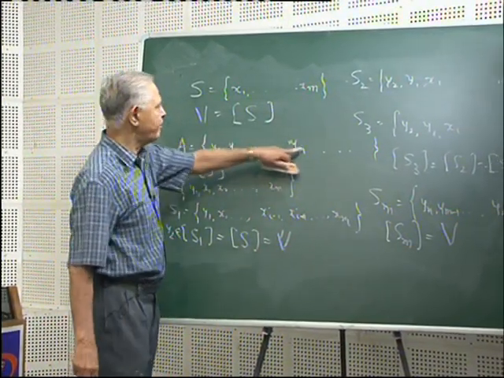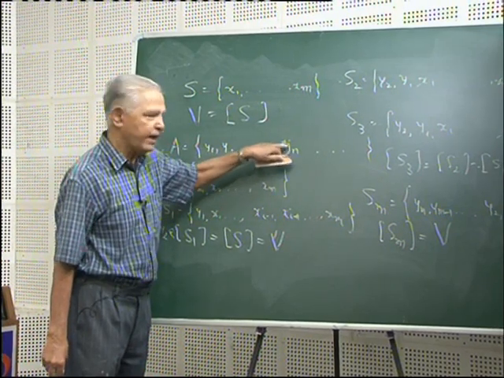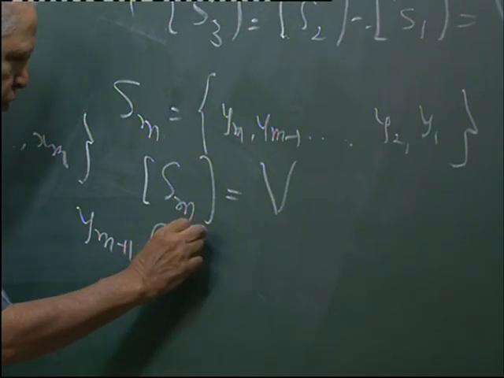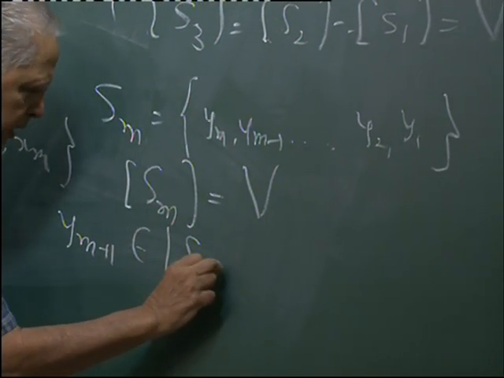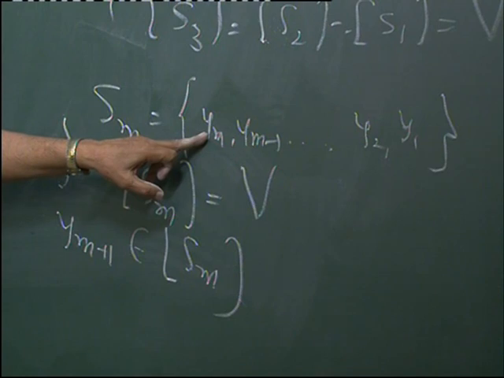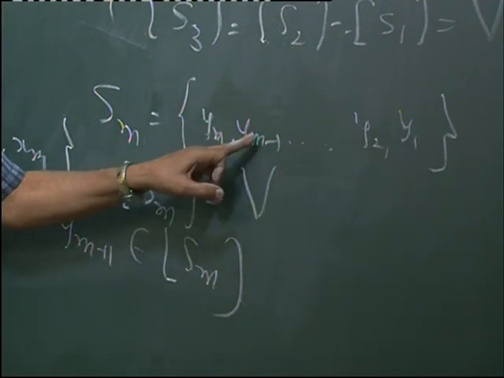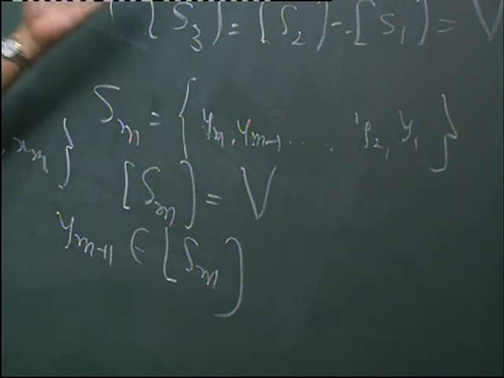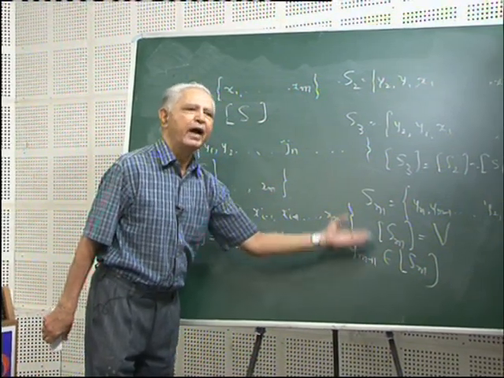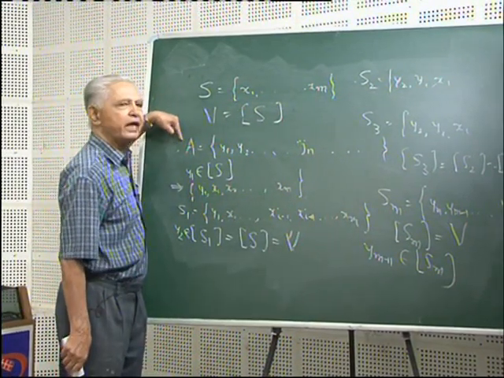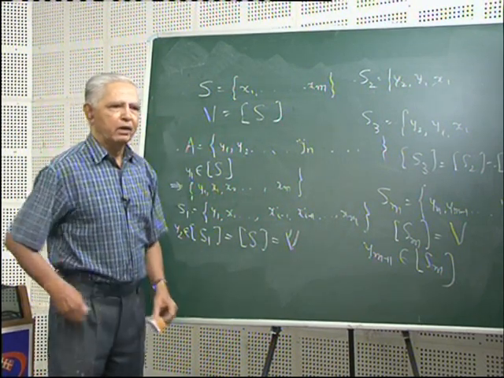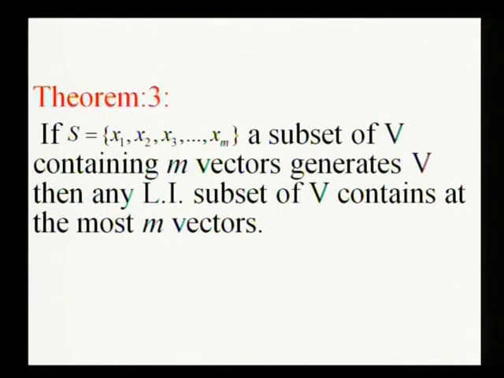Now, we have a vector y_{m+1} also, and so the vector y_{m+1} belongs to the subspace spanned by S_m. That implies that vector y_{m+1} must be a linear combination of vectors y_1, y_2, ..., y_{m-1} and y_m. But we know that all these vectors are linearly independent, and so this is impossible. That implies that the set A can contain at the most m vectors. All right. Now, we have the next result.